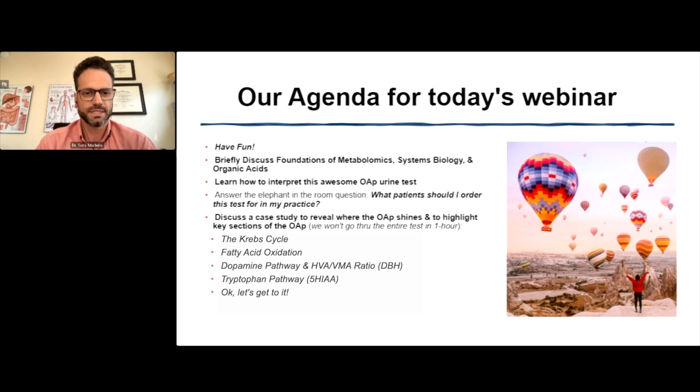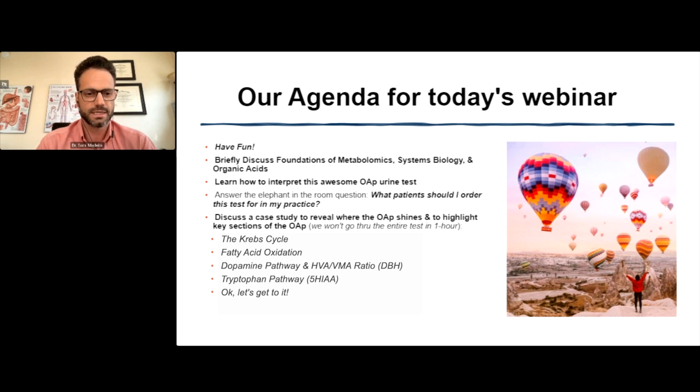And we're going to dive briefly into the foundations of metabolomics, systems biology, and organic acids. That could be a little review for some people who are more experienced. But I always like to make sure that we're all on the same page first before we launch into the details and the fun stuff. And really, what patients could I order this test for in my practice? Or how is this applicable to me and my clients in my day-to-day functional medicine, integrative medicine practice, of course. So hopefully that comes through loud and clear today.